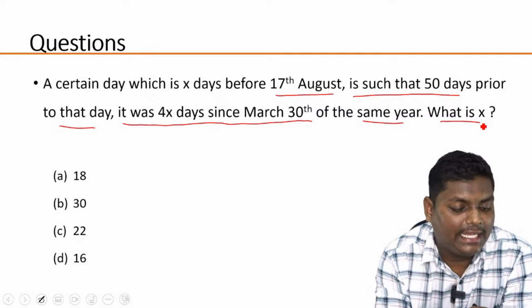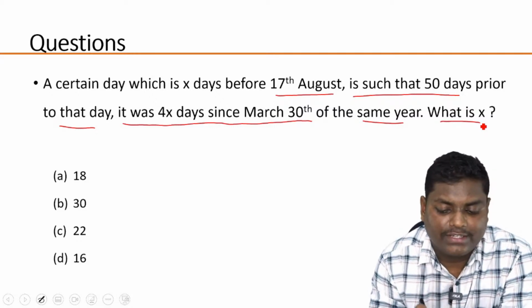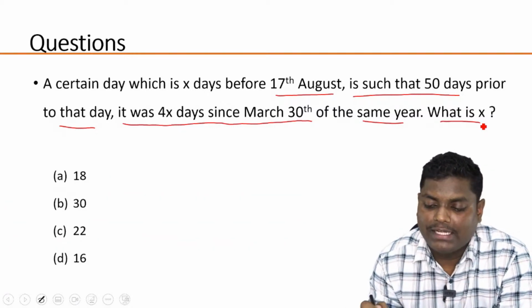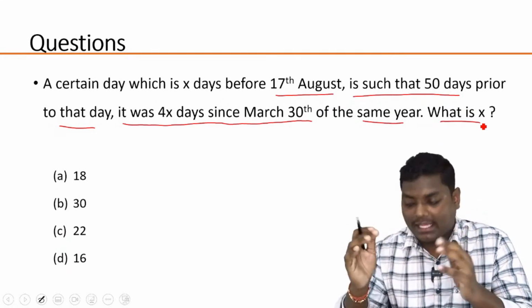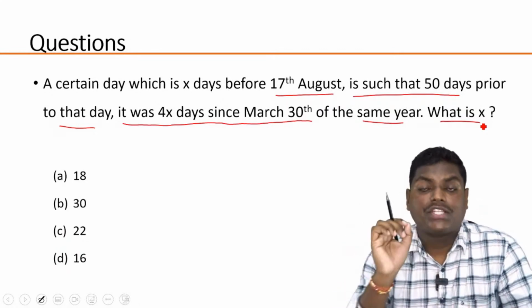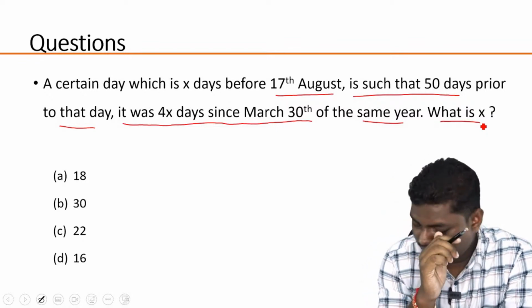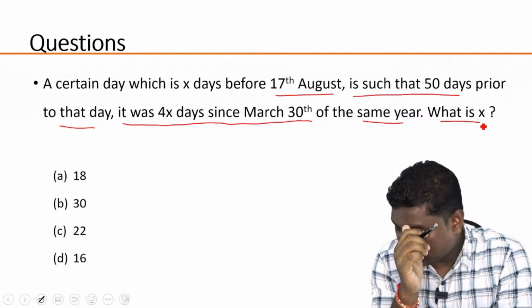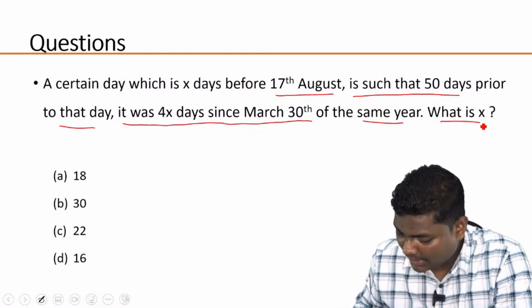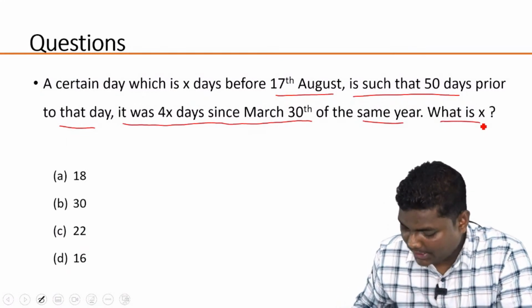A certain day which is X days before 17th August is such that 50 days... So first draw a diagram and try to see what the question is asking you. Try this, Anupam. I'll explain it, but still you can try by yourself. No worries, I'll explain it.